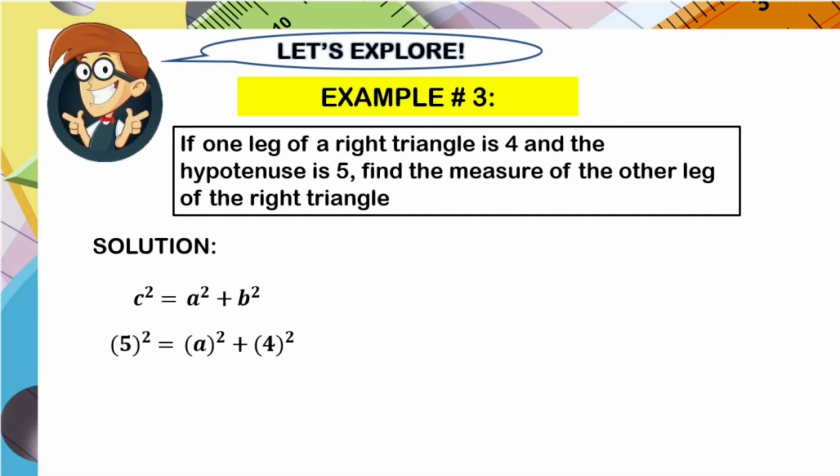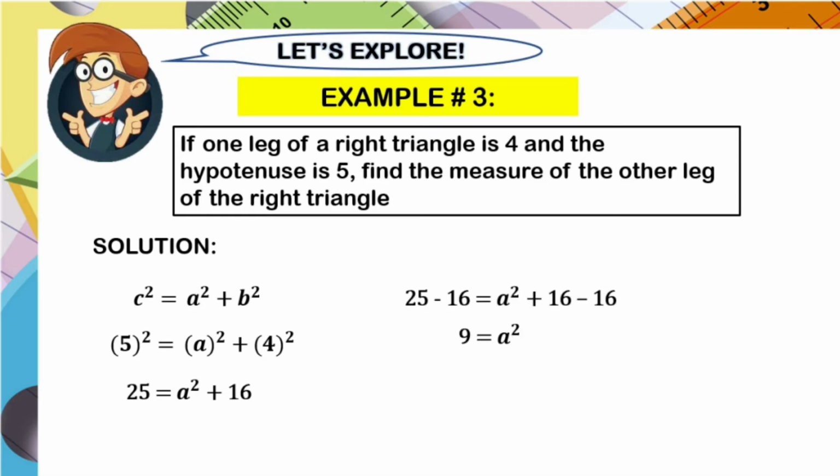Take note that you can use a or b to substitute for the unknown length of a leg of a given right triangle. Then we get the square of all the sides of the triangle. Doing so, we have 25 is equal to a squared plus 16. Since we have to isolate the unknown on one side of the equation, we add negative 16 on both sides of the equation.